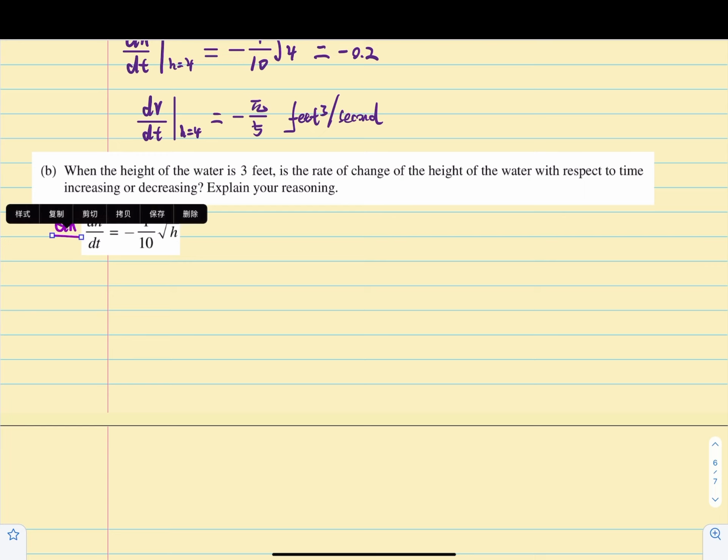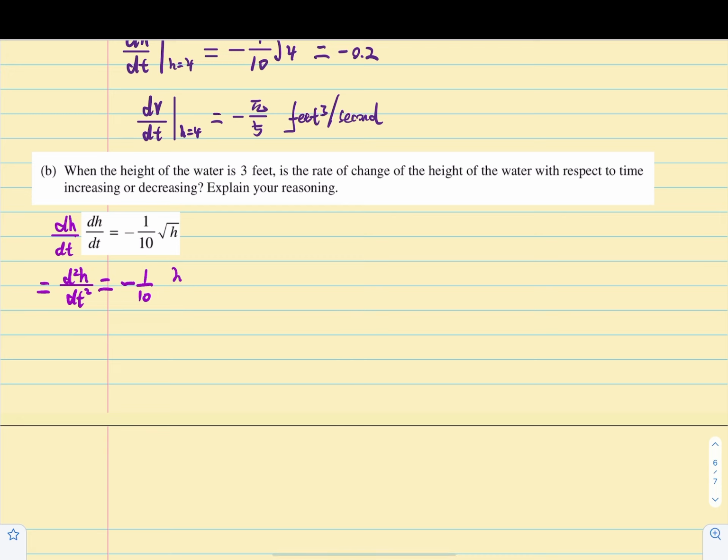Let me make this line straight. The derivative of dh/dt, which is d squared h over dt squared, is equal to negative 1/10 times, we don't need to derive it again, 1/2 of h to the power of negative 1/2 times dh/dt. So this thing is basically the chain rule.